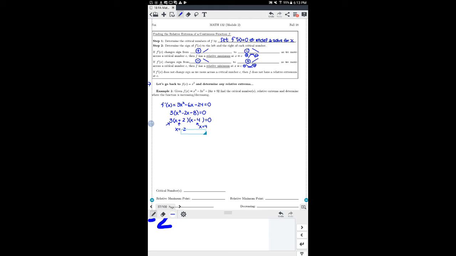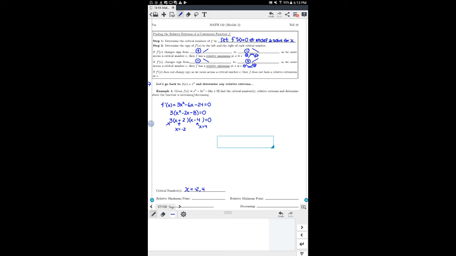But now I have 2 critical numbers, and I can actually throw those in right here. Here's part of my answer. My 2 critical numbers, I have 2 values that make the first derivative 0. They are -2 and +4. And now I can make my sign chart to find the rest of the information.